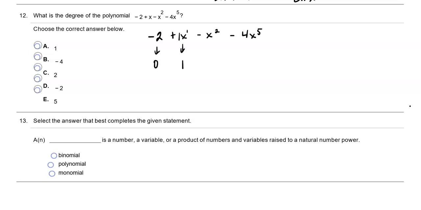For -x squared, that is a -1x squared. It has the exponent of 2, so the degree of x squared is 2, and -4x to the 5th has an exponent of 5, and the degree of a -4x to the 5th is 5. The degree of the entire polynomial will be the highest degree of one of its terms. So in this case, 5 is the degree of this entire polynomial. So I would select E in this case.